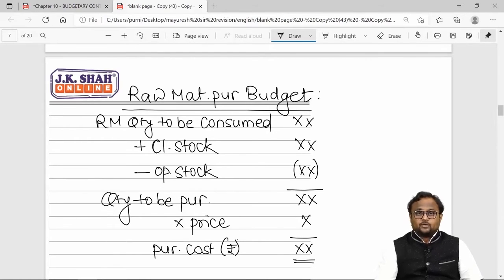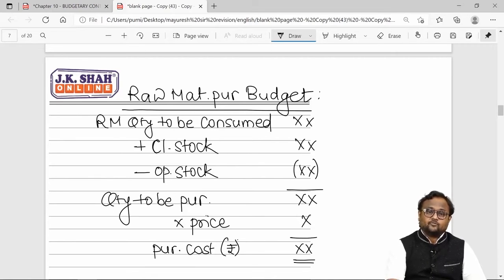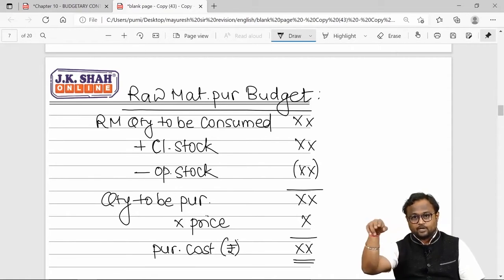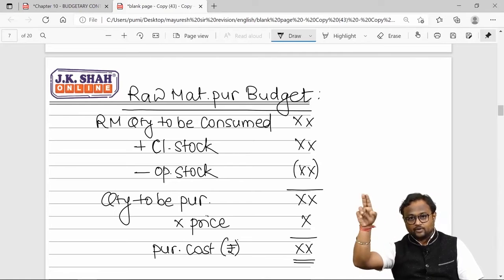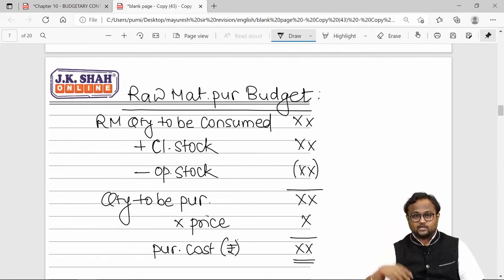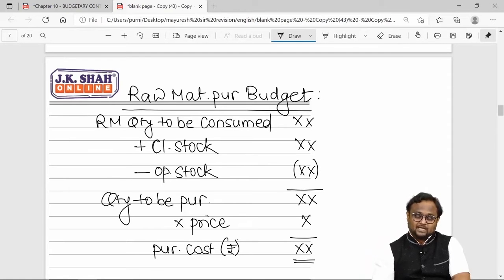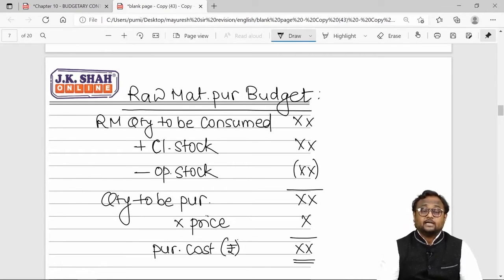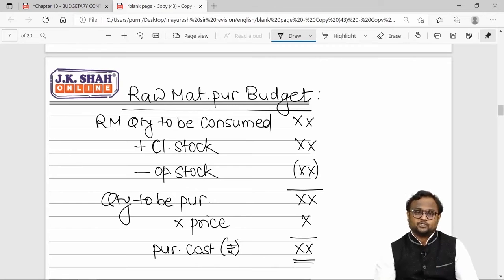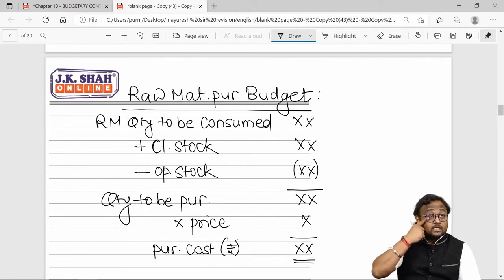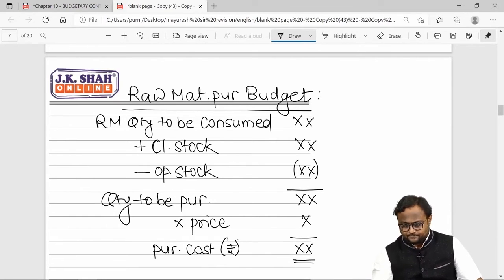You might have 2 materials, 3 types of material, 4 types of material, doesn't matter. You keep on preparing columns for material A, material B, material C, P, Q, R, X, Y, Z, 1, 2, 3, whatever. Trust me, 99% of functional budget questions can be solved on the basis of this. Nothing can be asked beyond that.